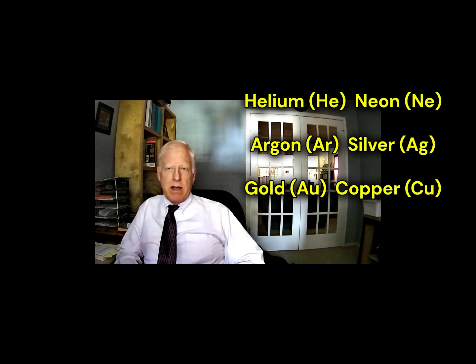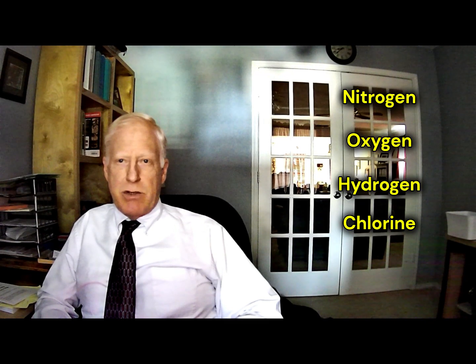Few elements are found in their elemental state in nature. Examples include helium, neon, argon, silver, gold, and copper. Some gaseous elements in their elemental form will be present in particles called molecules, which would be composed of two atoms chemically combined. The elements are called diatomic. Examples of these include nitrogen, oxygen, hydrogen, and chlorine.